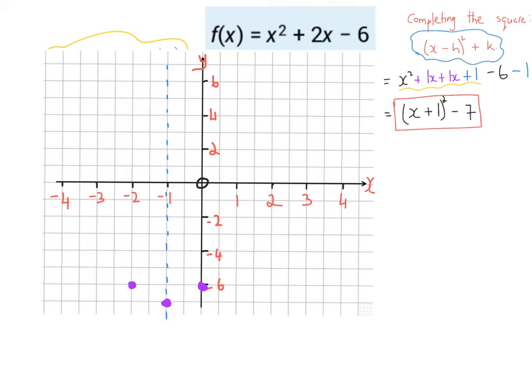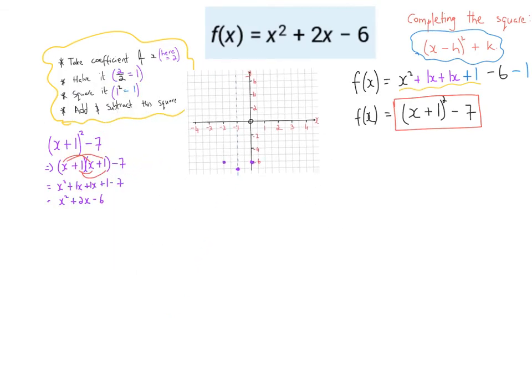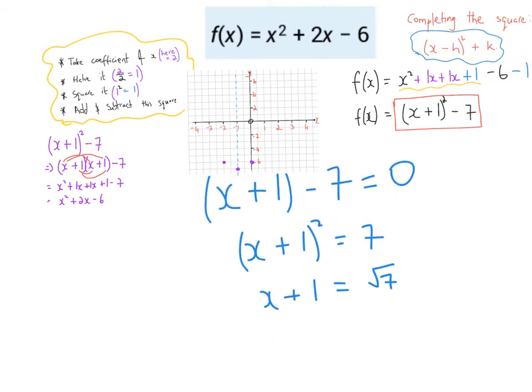So if this is the case, then before we'd finish our sketch, we'd look for our roots, where it crosses the x-axis. In order to do that, we put our completed square here equal to 0. So that gives me x plus 1 all squared is equal to 7, which means x plus 1 is equal to the square root of 7.